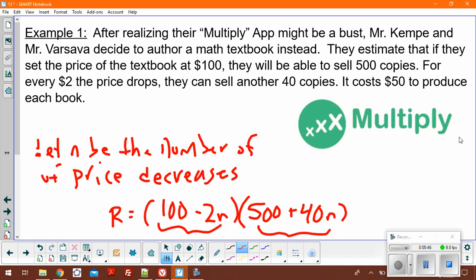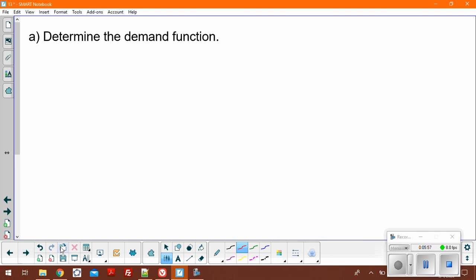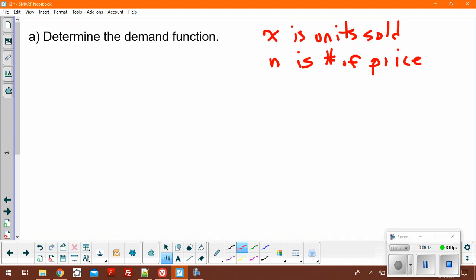So the setup is still going to use this information, but we're going to use it a little bit differently in setting up this function. The first thing we're going to do is determine the demand function, which is my price. What's the price I can set? Well, x is units sold, and we'll still use that n is the number of price changes, because we're still going to use the same technique we were just looking at to set this up.